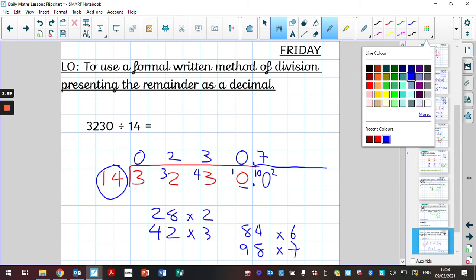I need to put my place value holder in here. Now I do the same. How many 14s go into 20? Well, that is 1, and I have then a remainder of 6.